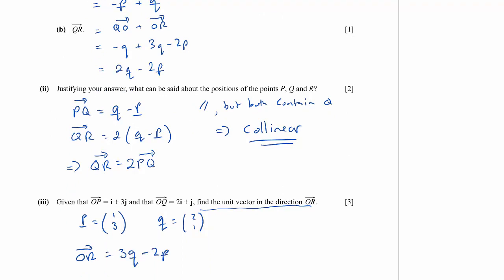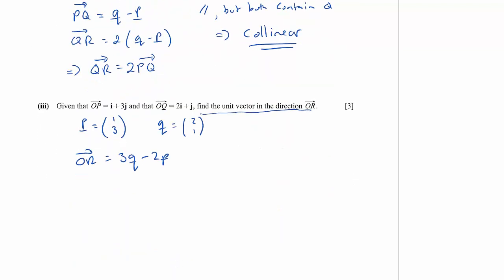I'm just going to go and check that. Yep. So that is going to be (6, 3) take away (2, 6), which is (4, -3). Or if you like, 4i minus 3j.